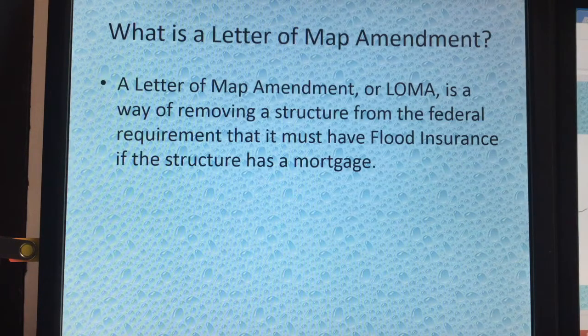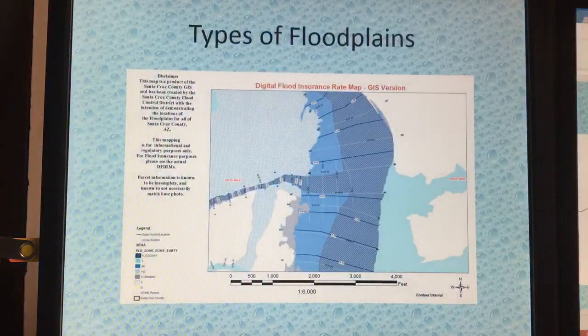Basically what federal law requires is that if a structure is in a floodplain area of high hazard and has a mortgage, it has to have flood insurance. So let's look at some of the types of floodplains that we have. This is a view of one of the areas of Santa Cruz County along the Santa Cruz River. It demonstrates most of the different types of floodplains that we have commonly in Santa Cruz County.